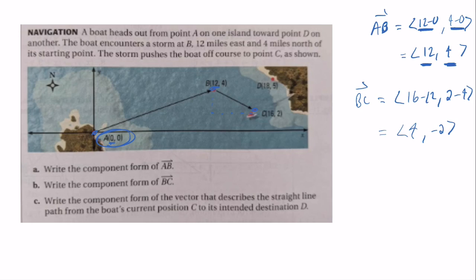Okay? Write the component form of the vector that describes the straight line path from the boat's current position, C, to its intended destination, D. So CD, right? All we need to do is go from here to here and just break that up into its components. So I want to get 18 from 16, that's my horizontal movement. And I want to get 5 from 2, that's my vertical movement. And that's just 2 up and 3 to the right, and that would be my component form for vector CD.